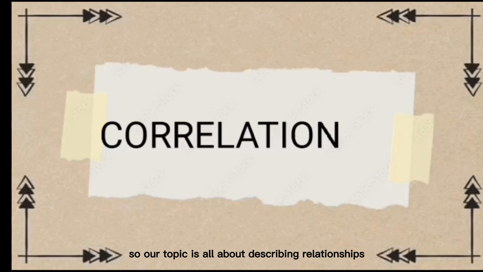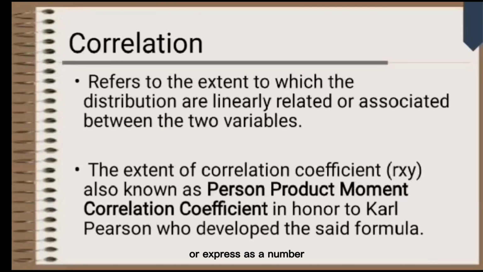So our topic is all about describing relationships. That is why it includes correlation. You may be wondering what correlation is. It is a statistical measure, expressed as a number, that describes the size and direction of a relationship between two or more variables. It means correlation is a statistical method used to assess a possible linear association between two continuous variables. It is simple both to calculate and to interpret.